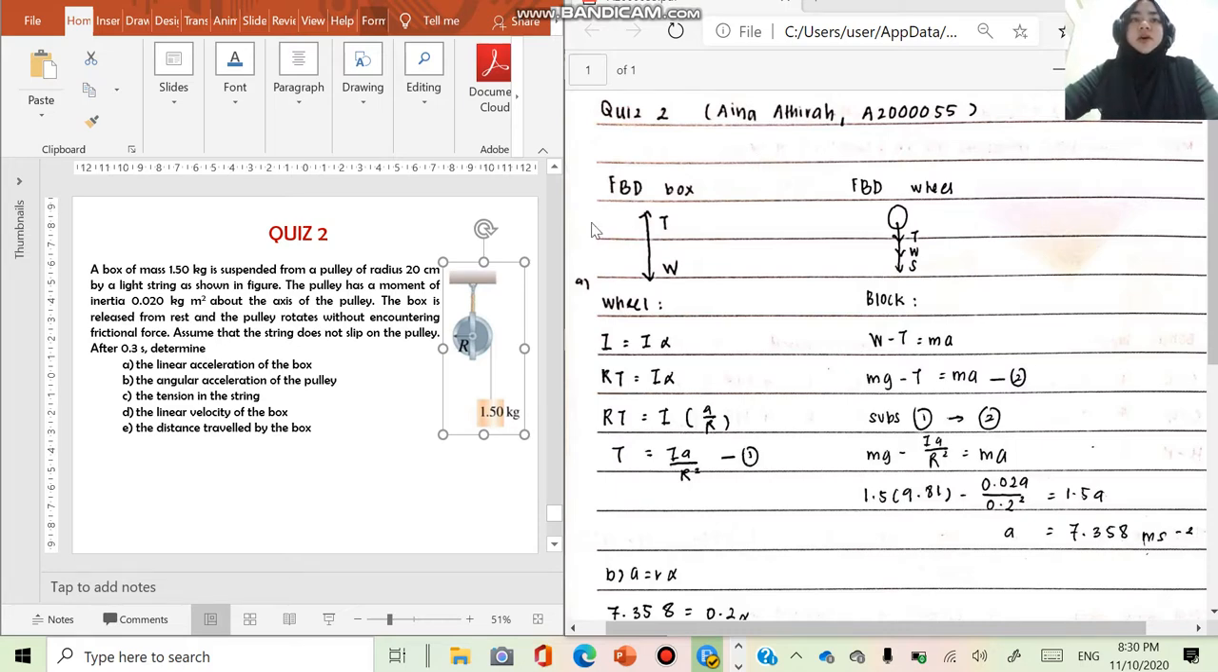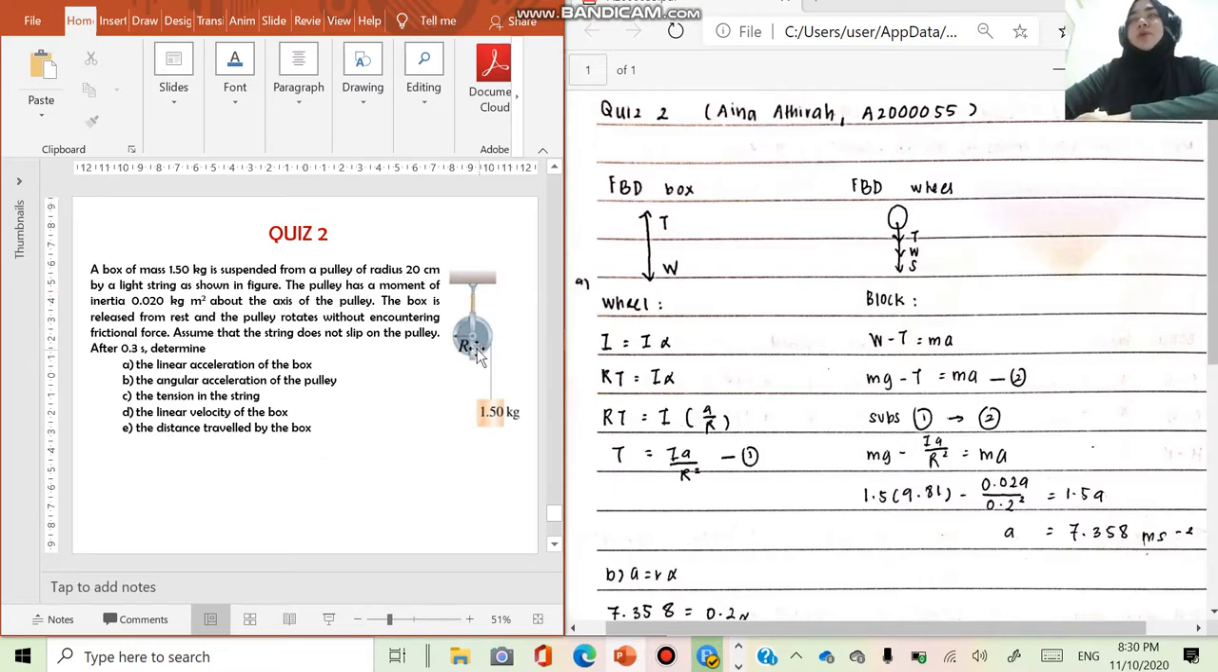Alright, before we go and see it in detail, let's read the quiz 2 first. A box of mass 1.50 kg is suspended from a pulley of a radius 20 cm by a light string as shown in figure. Ada dalam gambar ni kan. The pulley has a moment of inertia with value of 0.020 kg/meter square about this axis of the pulley.